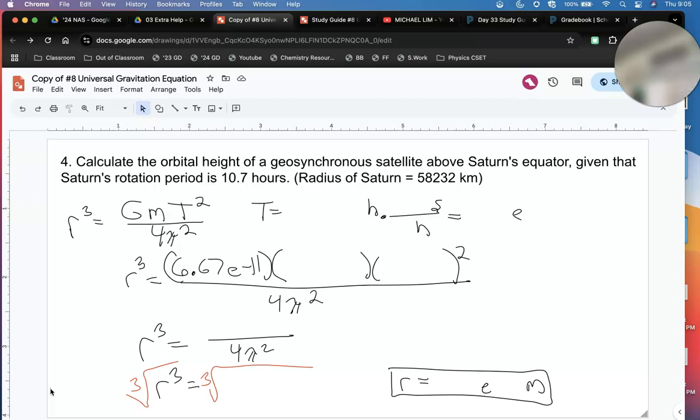All right. So, what are we asking for here? Calculate the orbital height, which is the same thing as radius, right? This equation gives us radius. R cubed equals GMT squared over 4 pi squared.